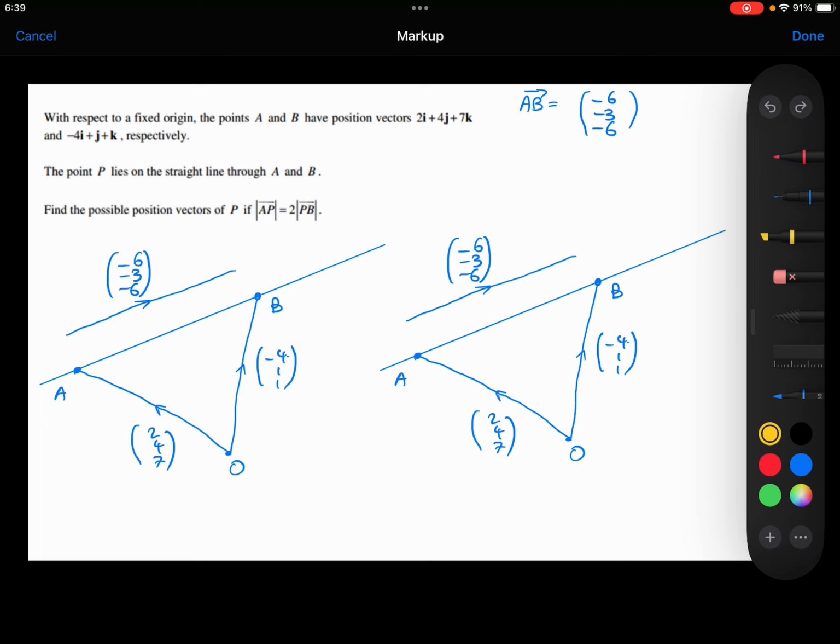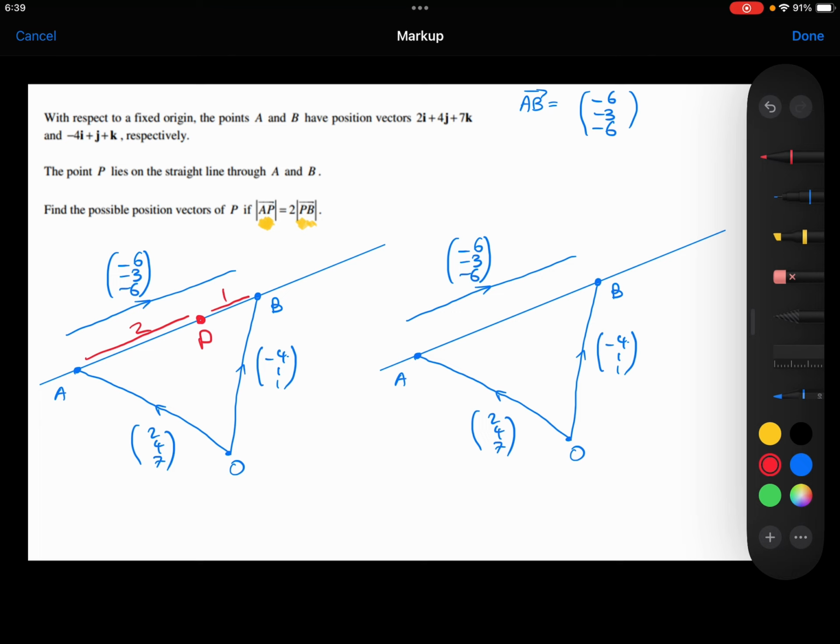So just to repeat one more time, what that is saying is A to P is twice P to B. So the distance from A to P is twice the distance from P to B. So P could be here, where this distance here is twice this distance here.